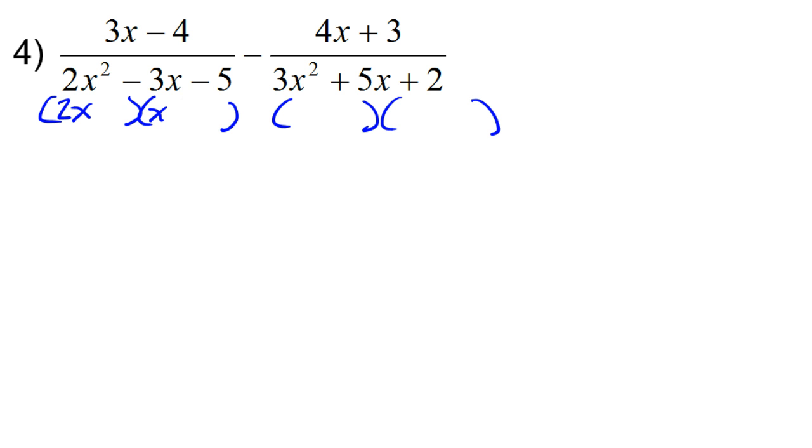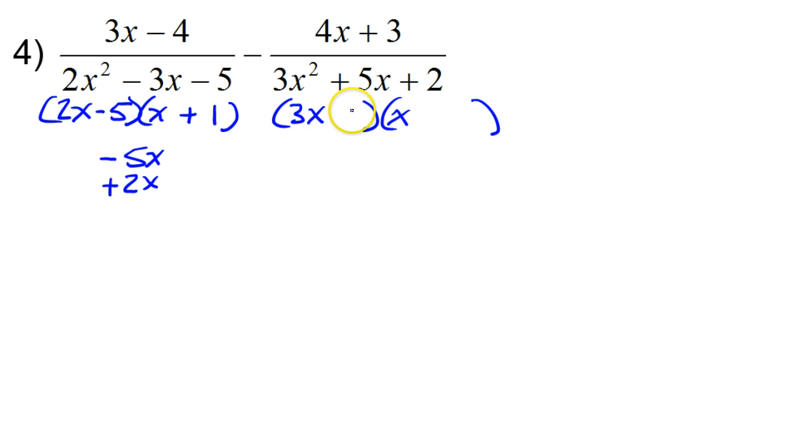So let me try putting the 5 first and the 1 second. Now, inner plus outer must equal middle. Inner I have 5x, outer I have 2x. If I want this to be negative 3, I need a negative 5 and a positive 2. So there's my negative 5, and this will give me the positive 2 outer. Also, negative times a positive is a negative, so that's how you factor this trinomial. Now look at the second trinomial. 3x squared can only factor as 3x times x. 2 can only factor as 1 times 2.